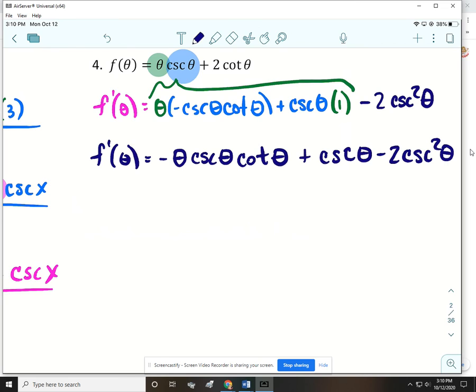Now there's a bunch of identities in the front of your book, and I know there's a couple on your assignment where you can simplify them a little bit further because of an identity. This one, they all have a cosecant. So we could factor out a cosecant of theta, but it doesn't look like it would make it any simpler, so I'm just going to leave it like that.